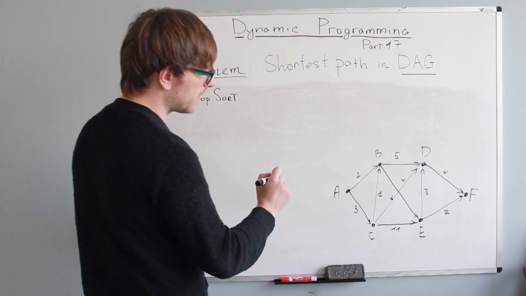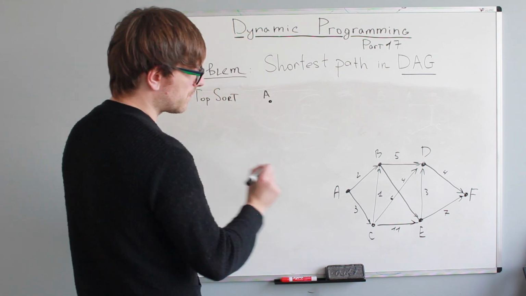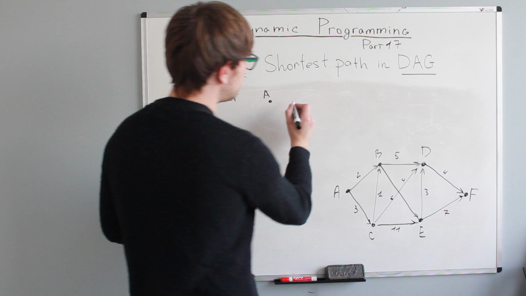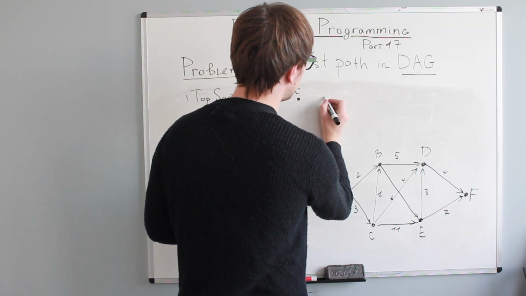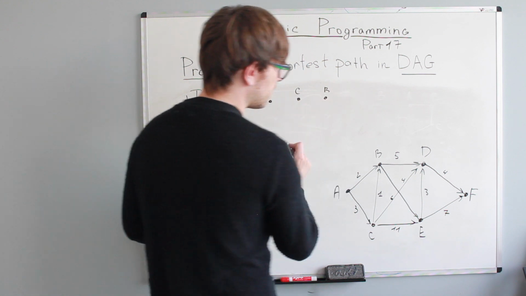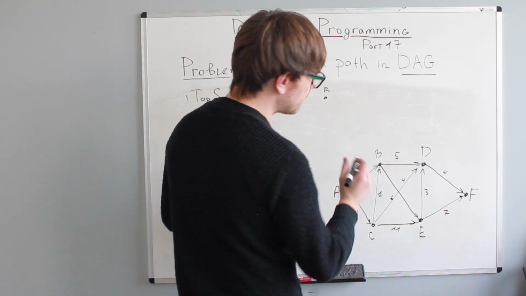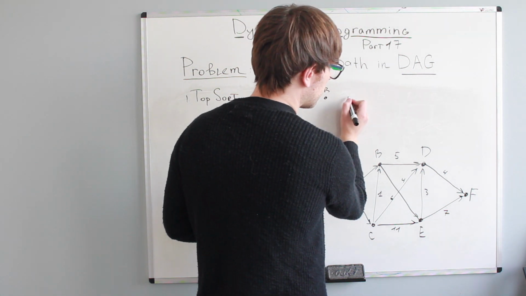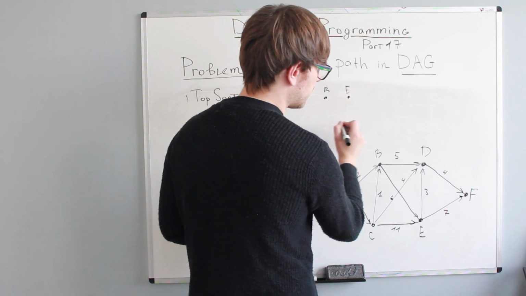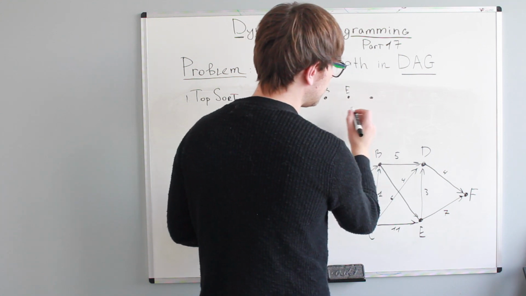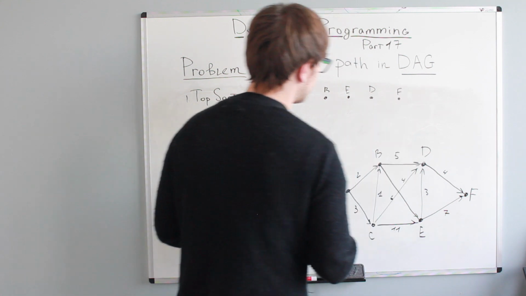So in this specific case, we have A, right? Then from A, you can go to C. From C, you can go to B. From B, you can go to D, or you can go to E, right? So we can say you can go to, let's say, E. I think that's the right way here. And then from E, you can go to D, and then finally we can go to F, right?